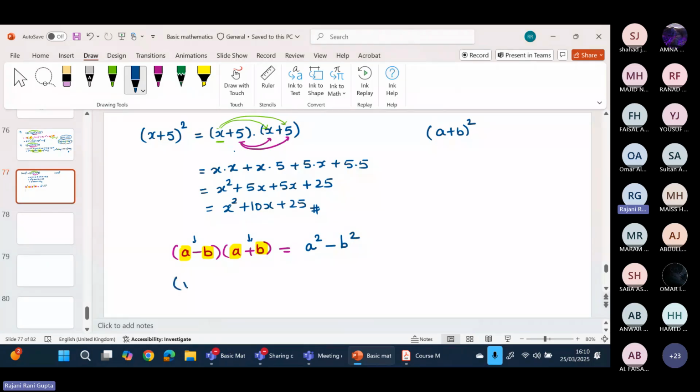Remember, we were doing this when we were multiplying root 3 plus root 2, root 3 minus root 2. Can you tell me what it will be? Root 3 power 2, and root 2.